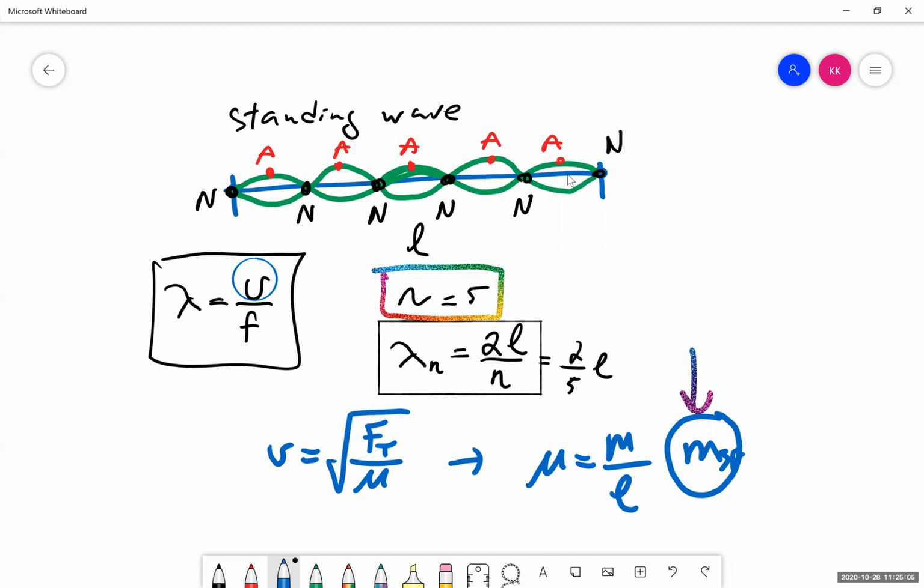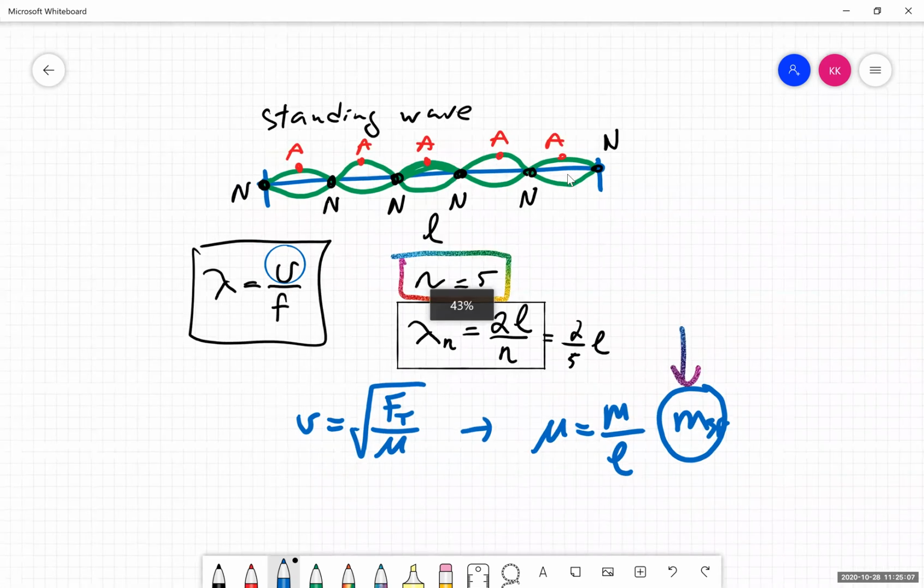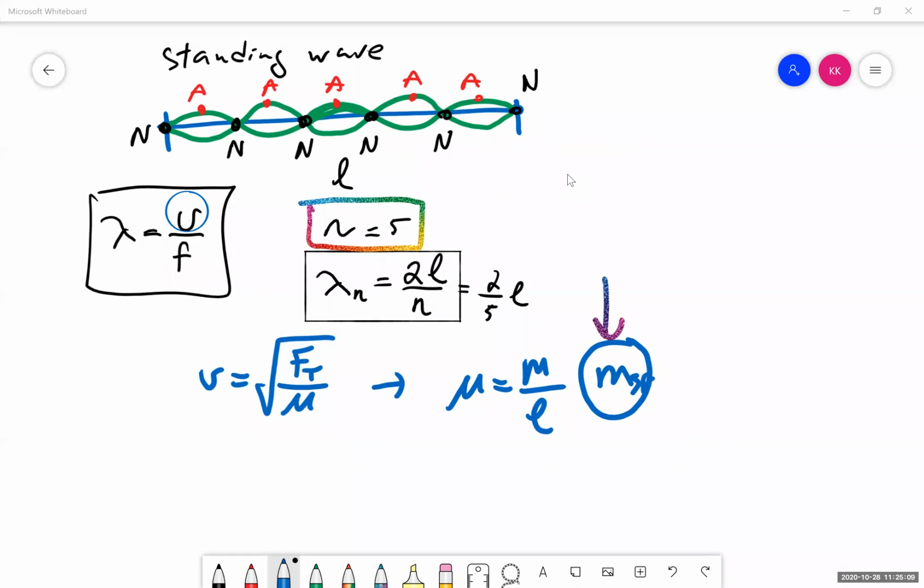Our goal will be to find the mass of the string. Now, one thing I want to make clear here is this. Our experiment involves things like this. So this lowercase l is the entire length of the string.